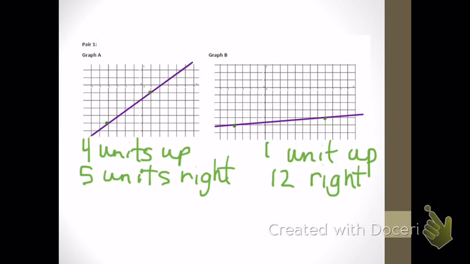So that's how we're going to write this ratio. This ratio over here would be 4 units up for every 5 units, and the ratio for graph B would be 1 to 12. So if you look at those two fractions, you can see that 4/5 is larger than 1/12.